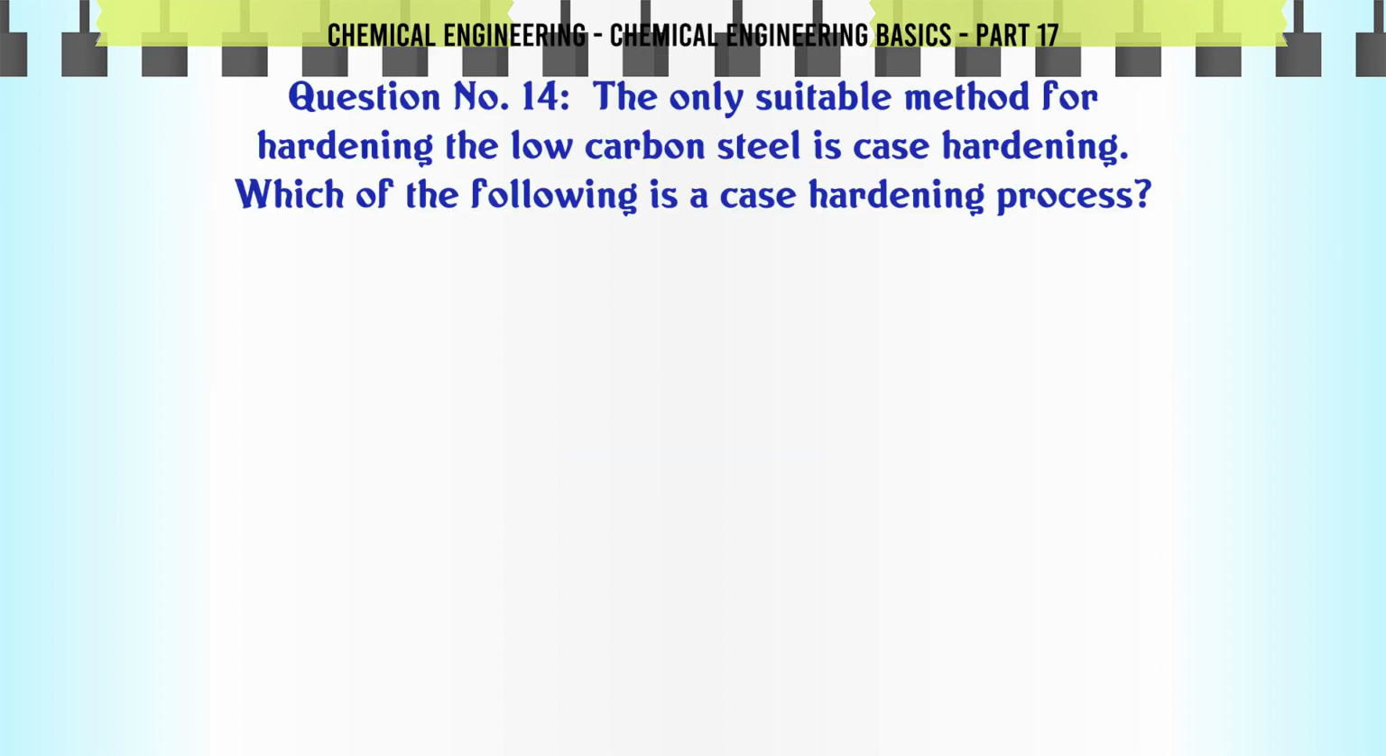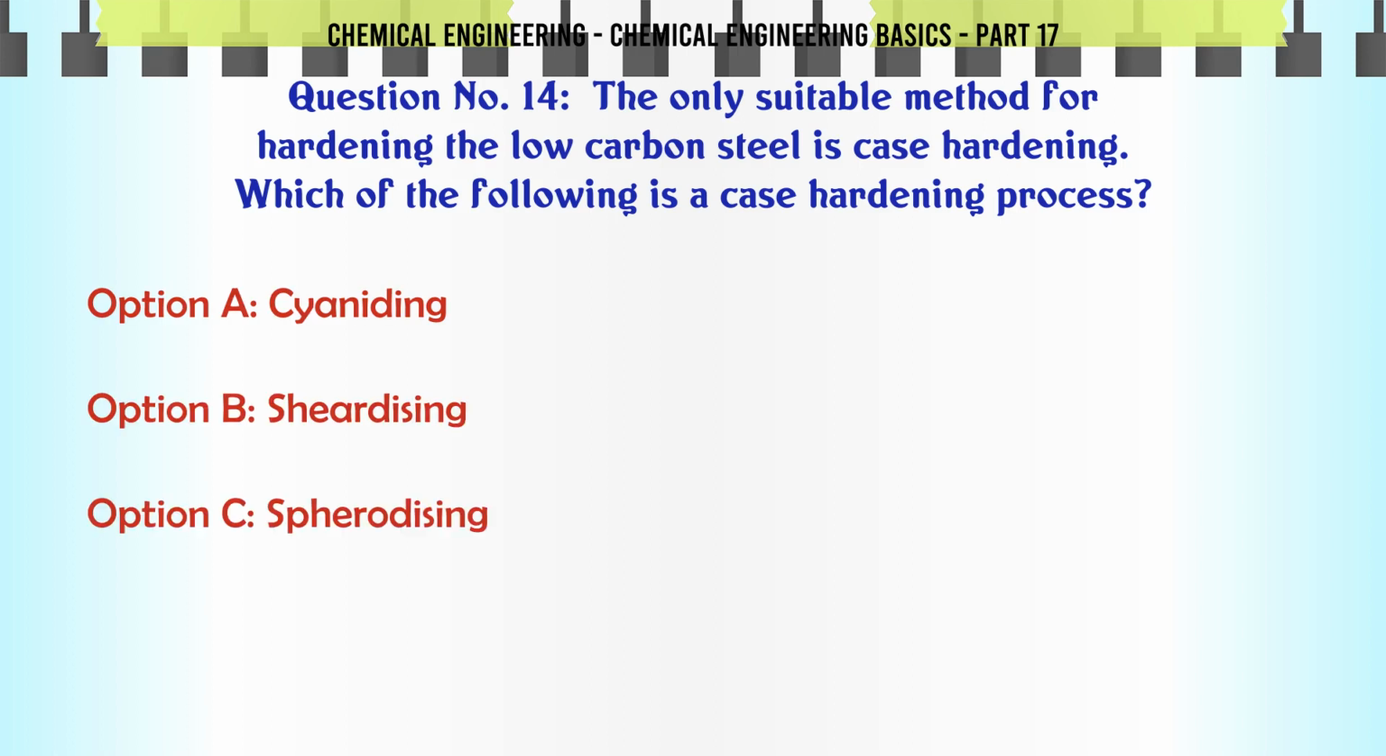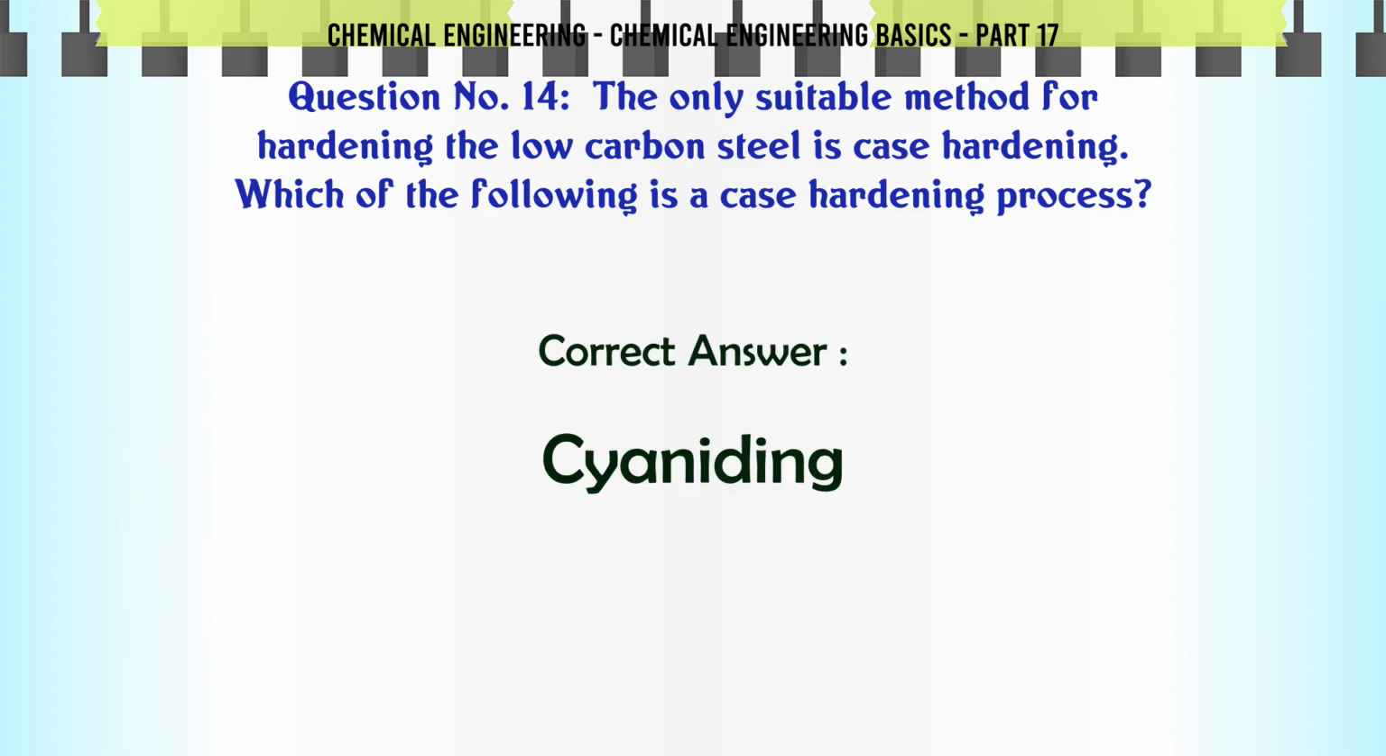The only suitable method for hardening the low-carbon steel is case hardening. Which of the following is a case hardening process? A. Cyaniding, B. Sheradizing, C. Spheroidizing, D. None of these. The correct answer is cyaniding.